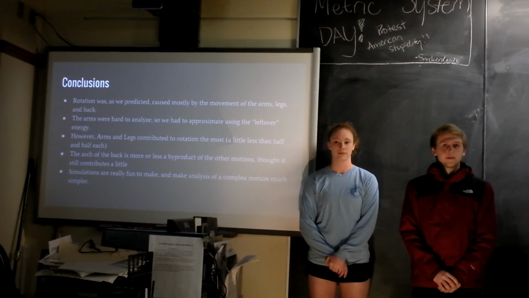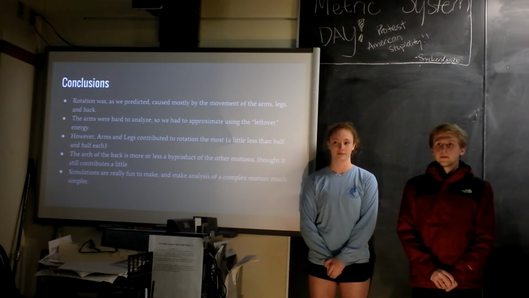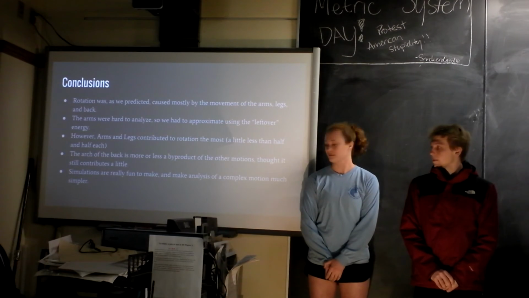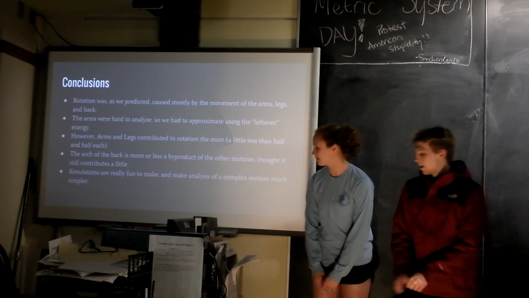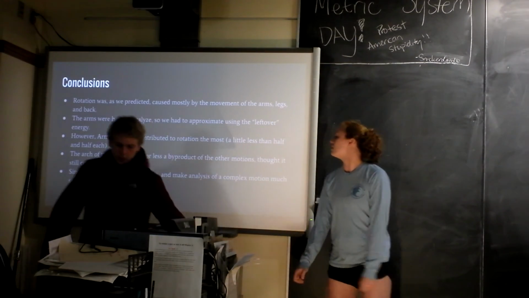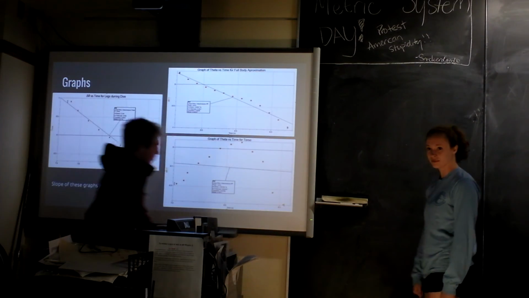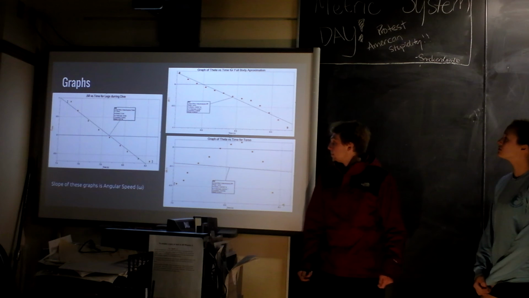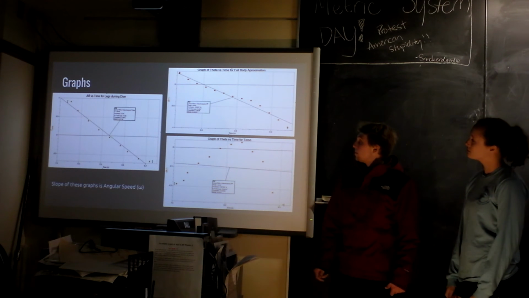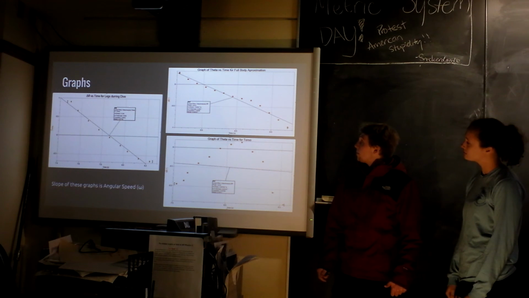Time for one question? Ben, could you go back to your graph slide? Yeah, we'll go back. Can you explain why the graph of theta versus time for the full body approximation's shape is so different from the one for the torso, and also why you put a linear fit on the torso one?